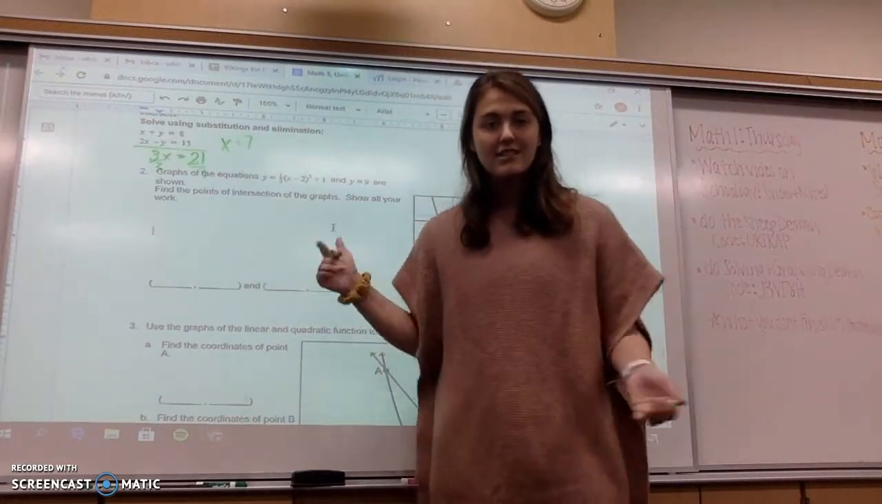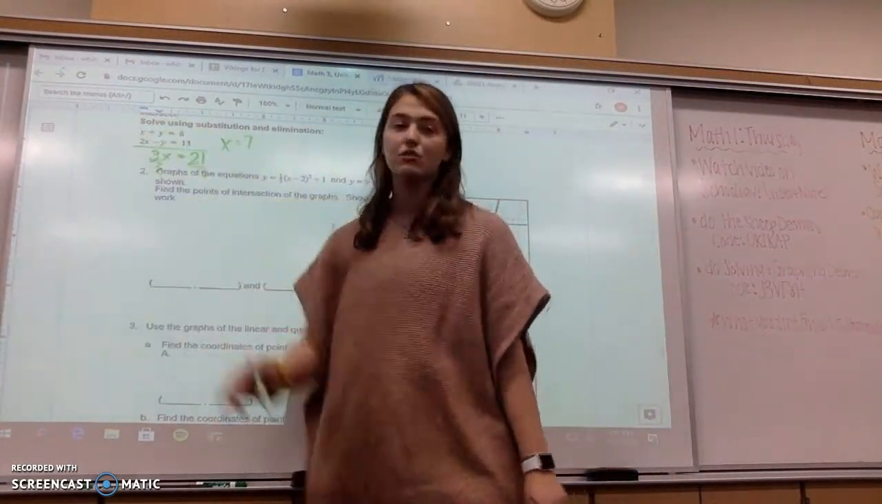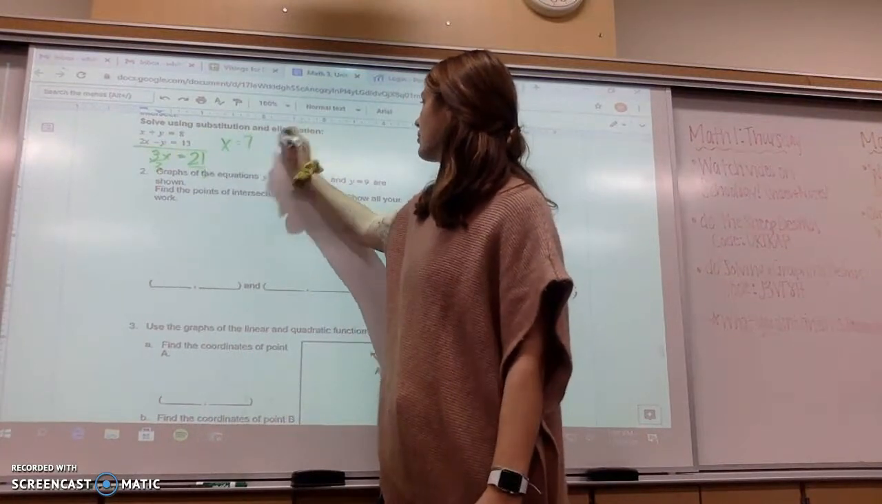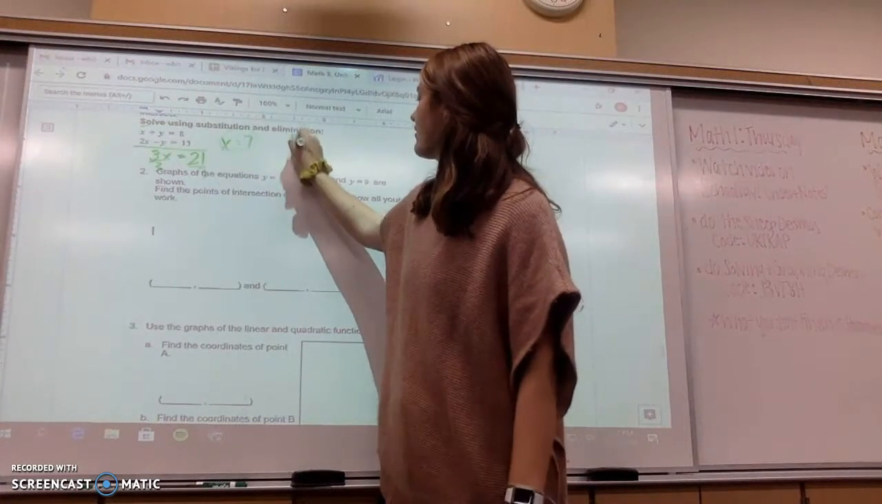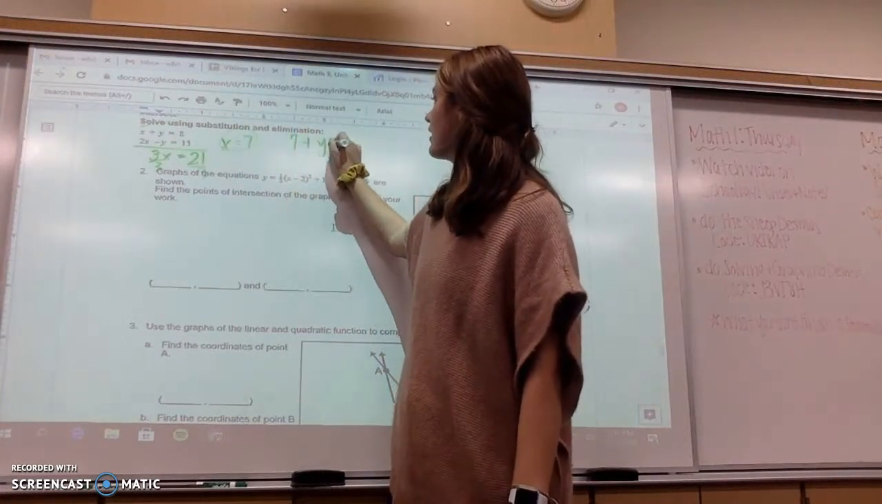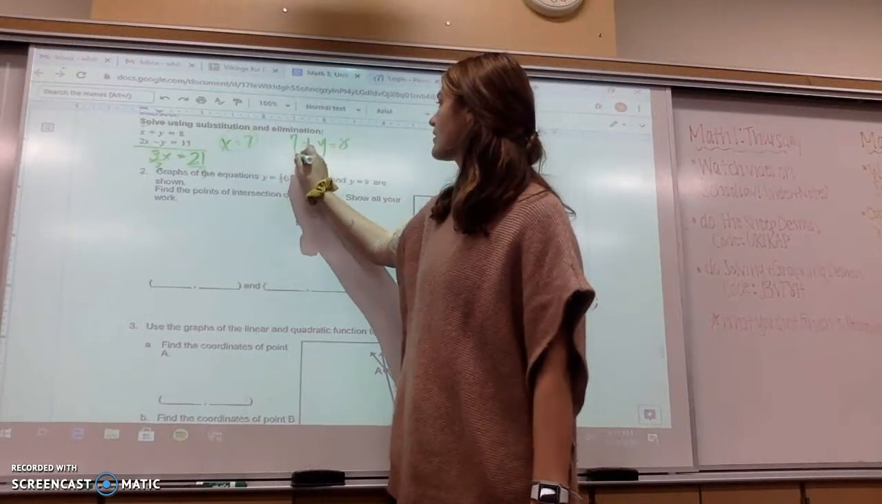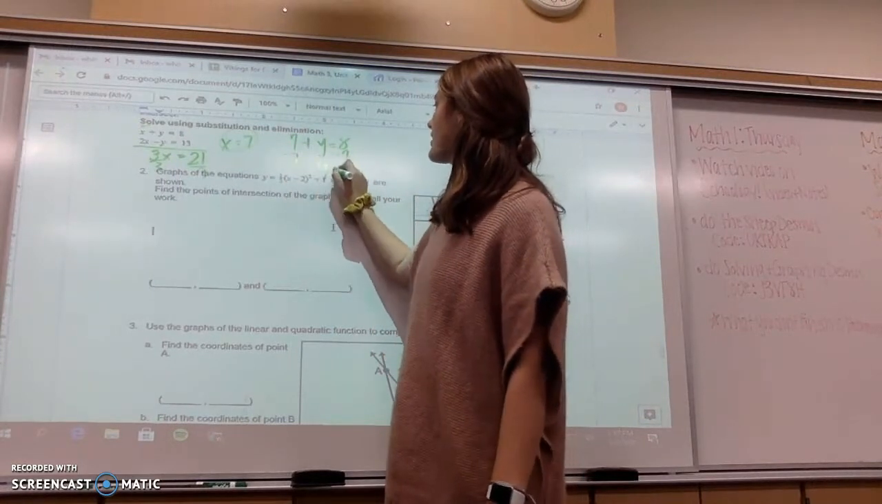Now we found our x. All I have to do is plug that back into an equation. So I'm going to plug it back into this one right over here. So I get 7 plus y is equal to 8. Subtract 7, I get y is equal to 1.